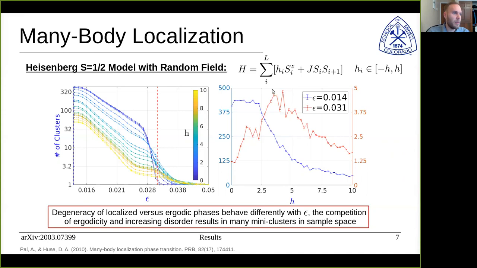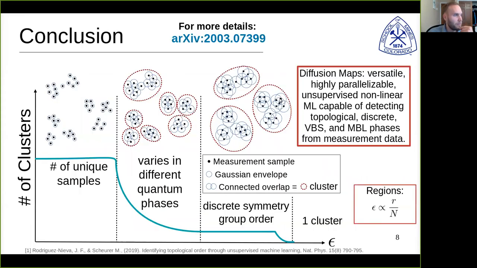And we believe that occurs because you have this competition of ergodicity in this state and localization in this state that leads to a large number of mini clusters that are separate enough but have enough localization that they form these little mini clusters, kind of like we showed in that figure. Kind of like this.